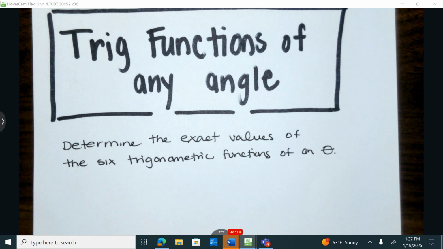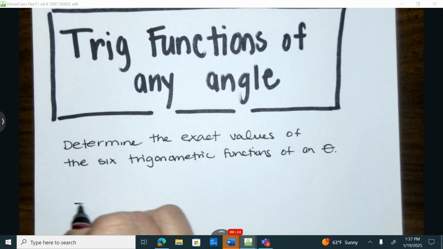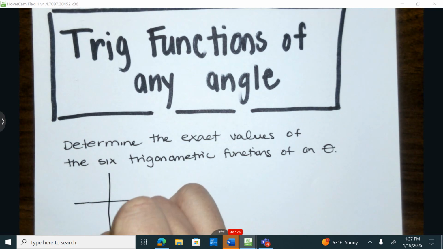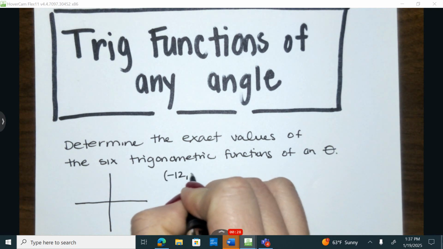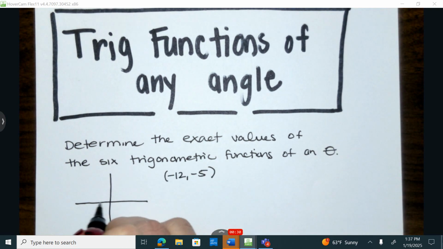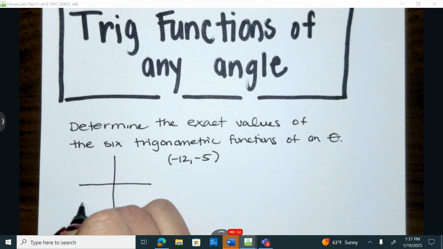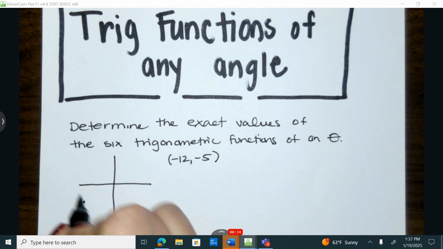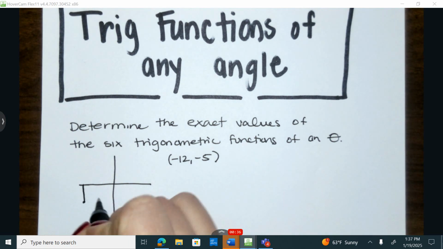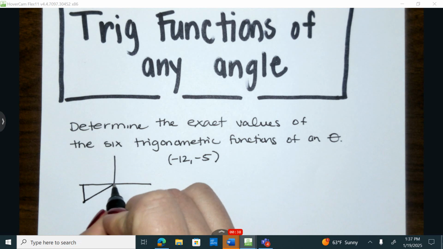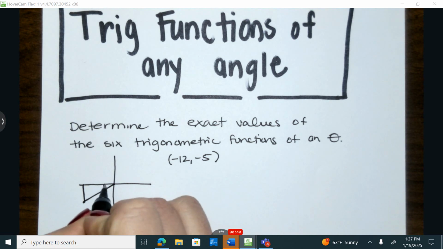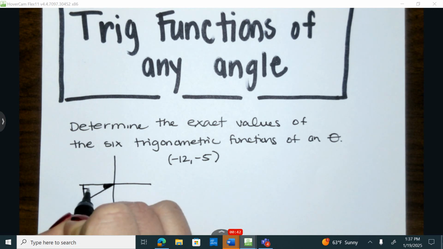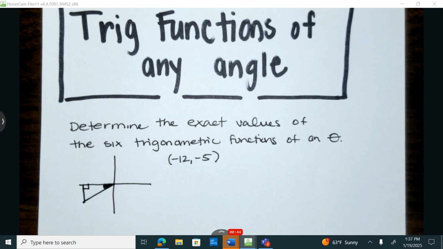In example number 1, we're going to graph the ordered pair -12, -5. So I'm going to go 12 units to the left and drop down 5. Now I'm going to create this angle back to the origin, and this is the angle that I'm going to evaluate. Always creating a right triangle with the x-axis.